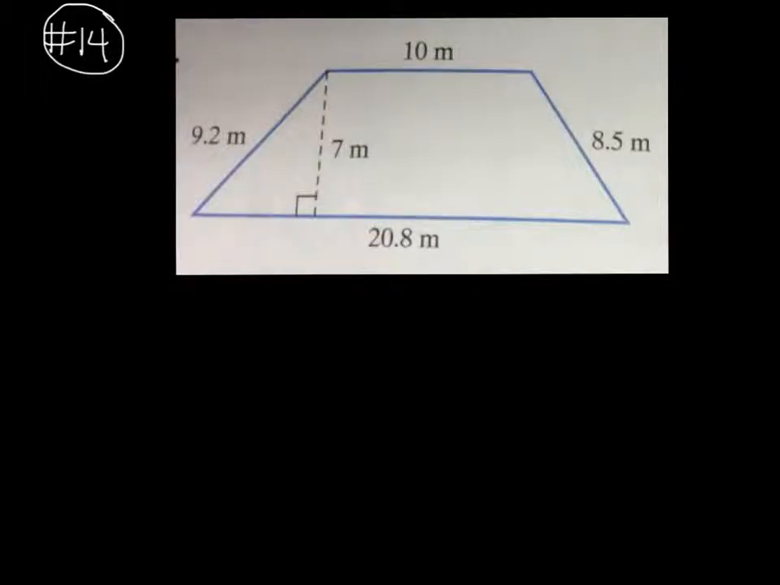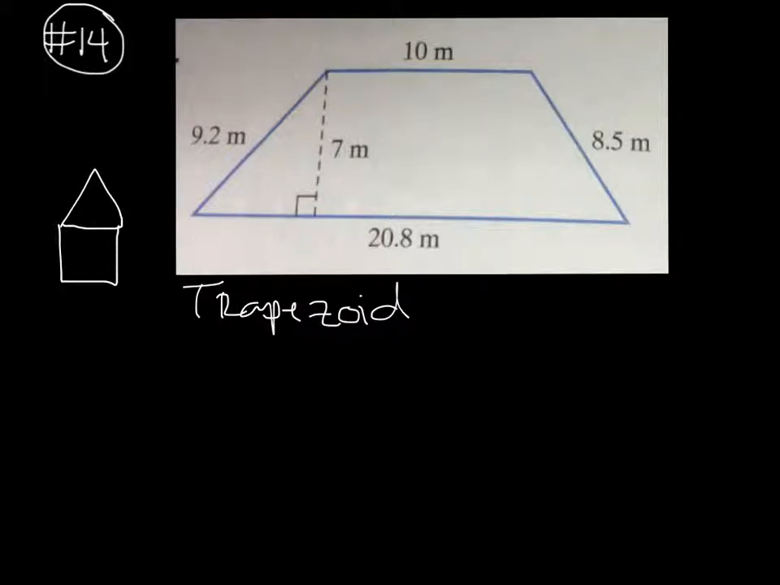Okay, so this next example is number 14 in your book, page 646 again. And here we have a trapezoid. The way I always remember a trapezoid is I just draw the little house, and then if you cut this off, you're left with this piece. You have these two sides, and you have one base, and then that other base, which is a little bit smaller.